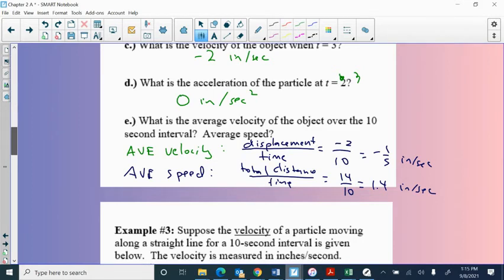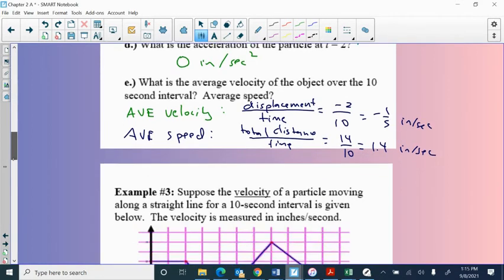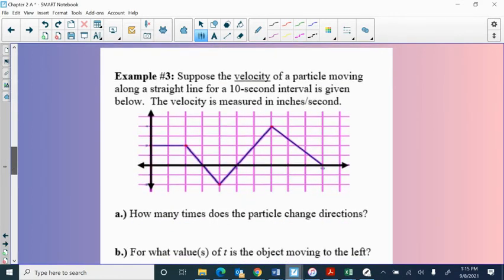Yes. Okay. Do the same thing with the velocity graph. I believe it's the same questions, but just now we're looking at velocity versus time.